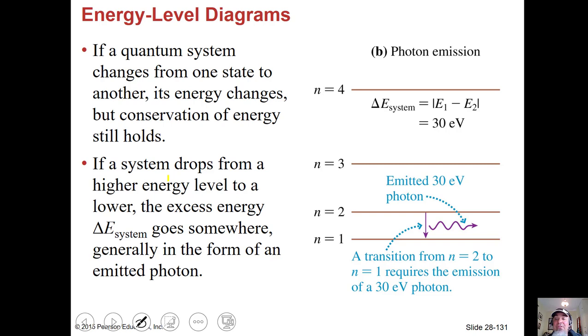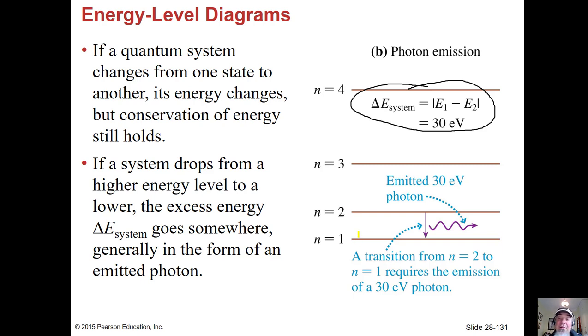Okay? So if you go from 1 up to 2, you could figure out the amount of energy associated with that. Actually, this is going from 2 to 1. So the difference in energy would be 30 eV. This energy was 40, this was 10, so the difference is 30. So a transition from 2 to 1 requires the emission of a 30 eV photon. So if you go from here to here, you emit a photon of 30 eV. To go from 1 up to 2, you have to absorb a photon of 30 eV.